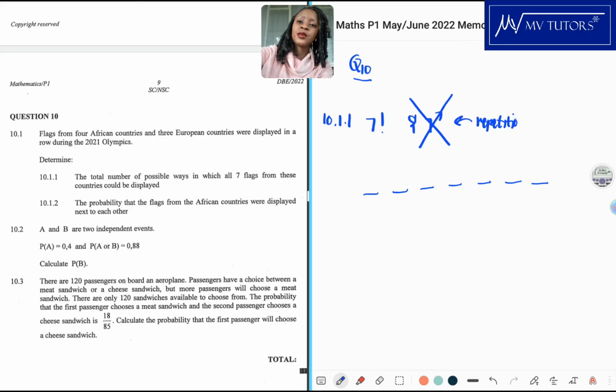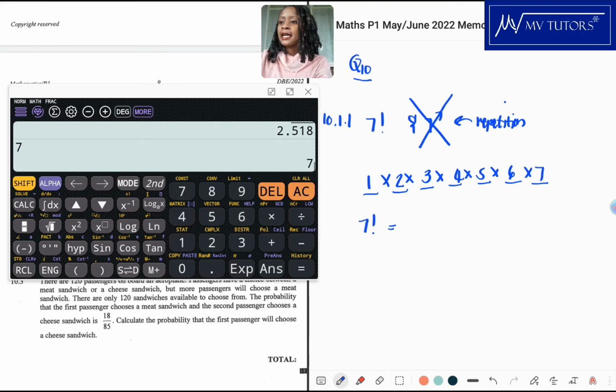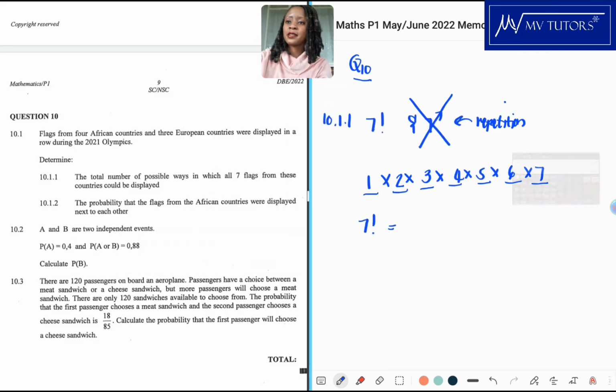If there is no repetition, then you consider 7 factorial, because once you have used the first flag, you're left with 6. Once you use the second one, you're left with 5, and so on and so forth. So this would be the options you would have, and that is purely 7 factorial. If we work that out in the calculator, 7 factorial is 5,040.